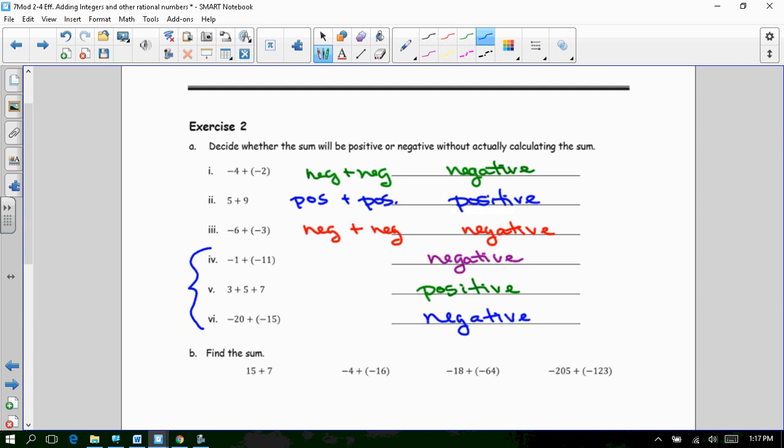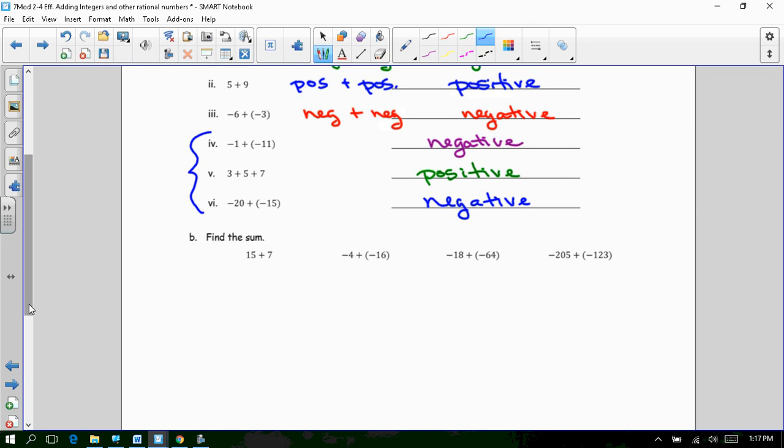All right, now for part B, it says to actually find the sum, actually do the math. So 15 plus 7, I can do that. I've been doing that forever. That's 22, right? Now, the next one, -4 plus -16. What they're telling you to do is to actually just add those, right? 4 plus 16. I don't care that those were both negative. The absolute value of these numbers. What's 4 plus 16? It's 20.